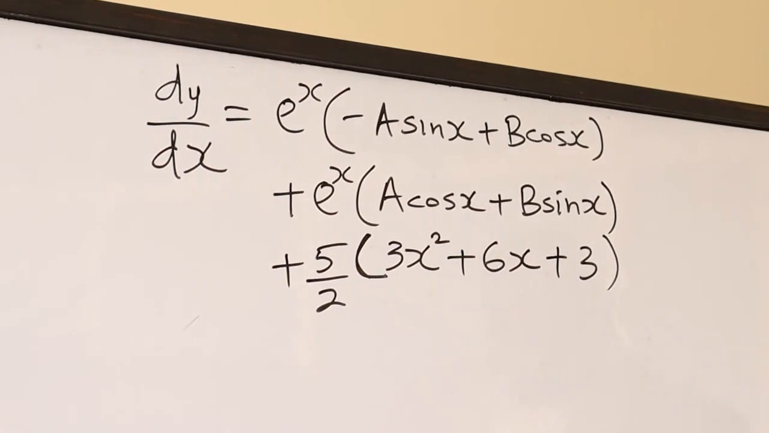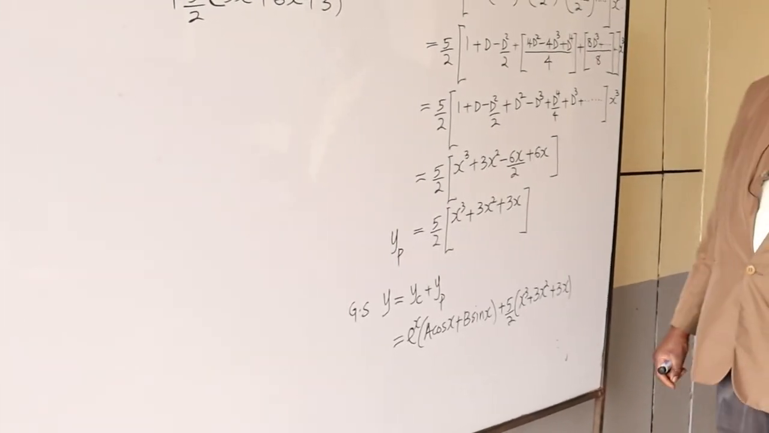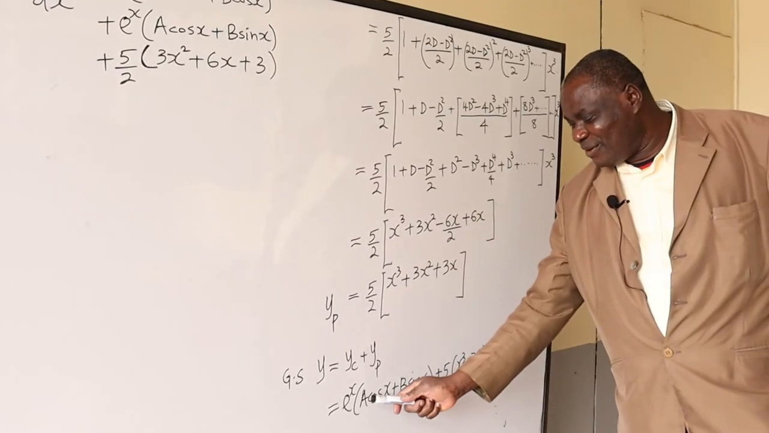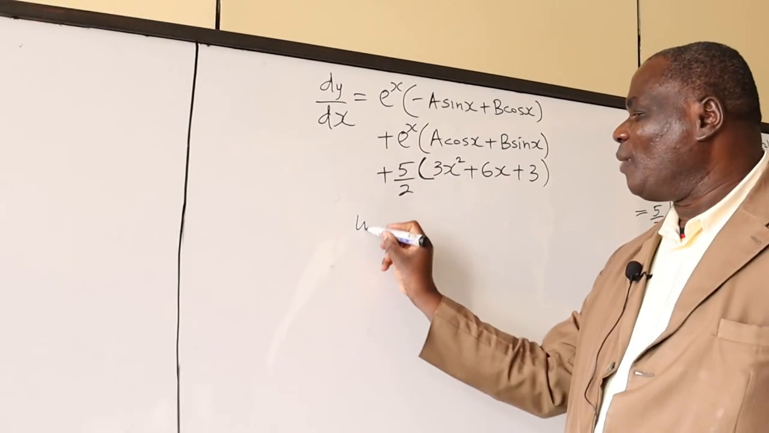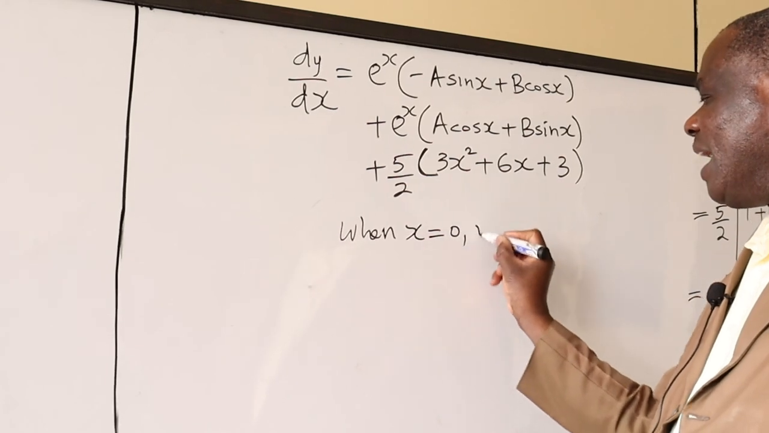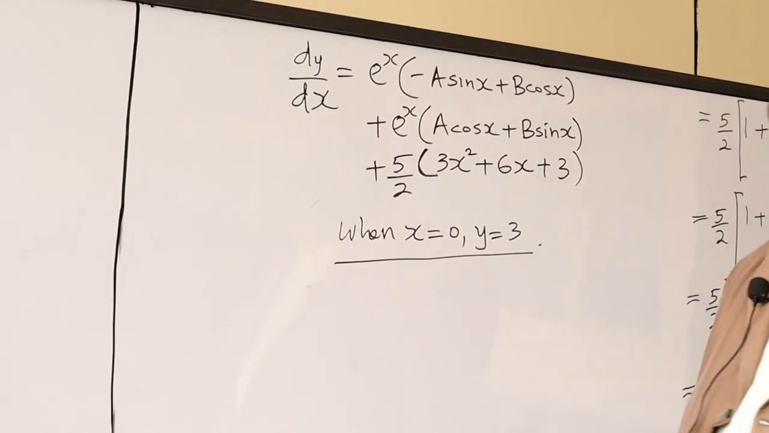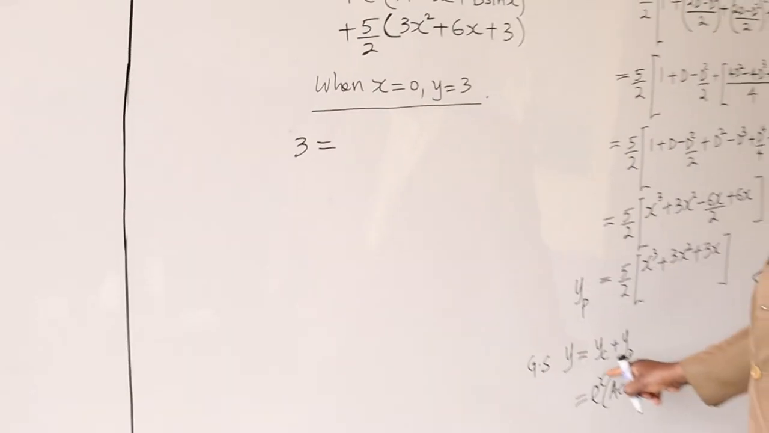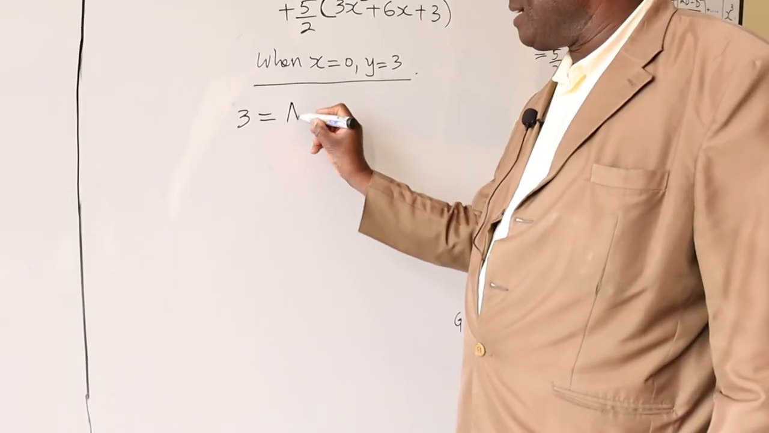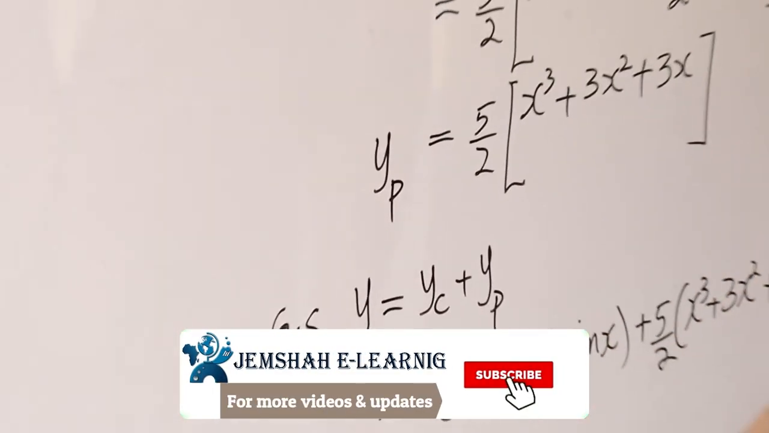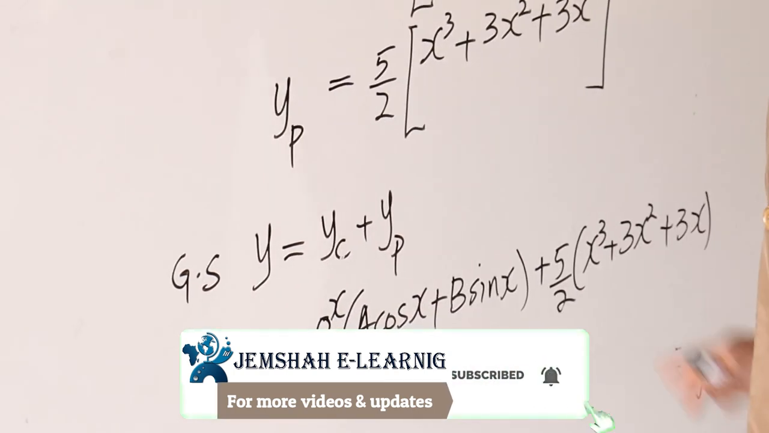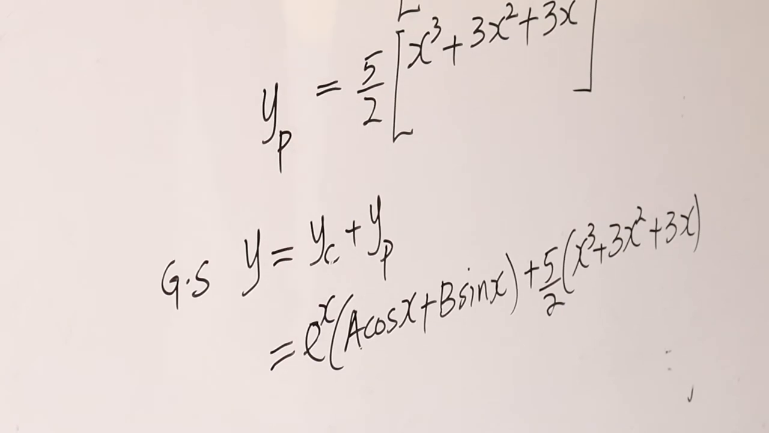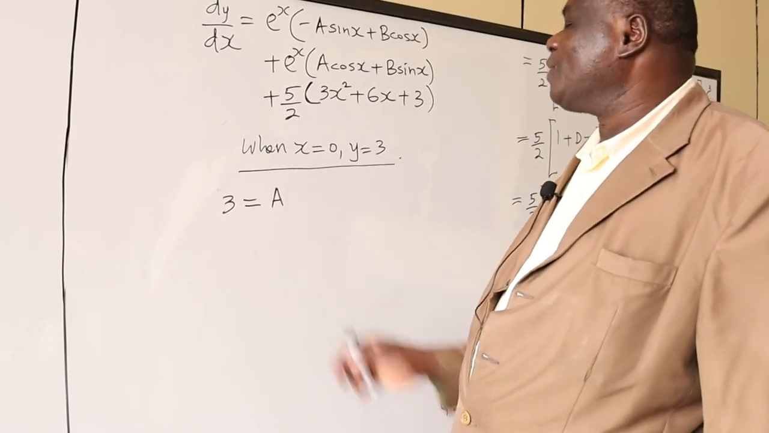So after having the expression for dy dx, and we also have the expression for y, we can now put in our conditions so that we get the values of the arbitrary constants A and B. When x is equal to 0, y is equal to 3. So we say 3 is equal to, x is now 0, we simply get A from there. Only A. Sine 0 is 0, cos 0 is 1, e power 0 is also 1, because x is now 0 everywhere. So if x is 0, we say 3 is equal to A.